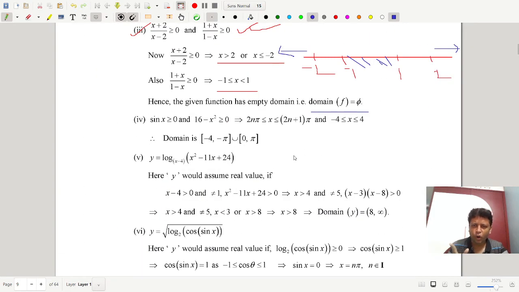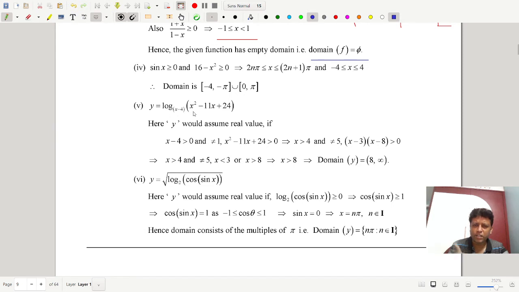So what is your log? Log is this. Okay, this is the problem: x square minus 11x plus 24, and base is x minus 4. Now this log, or y, will assume real value if base is positive, number 1, and not equal to 1. Base cannot be 1 and base must be positive. All the things are positive, and this is positive also. Tell me, is that clear, everybody?